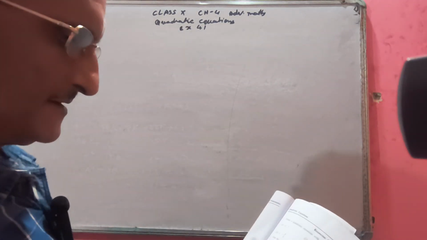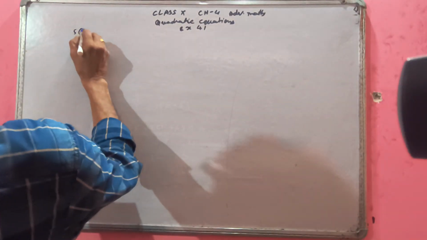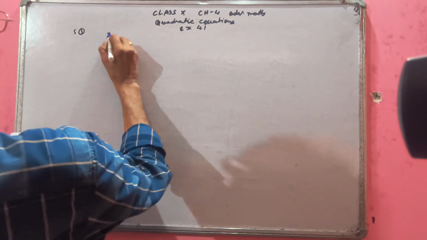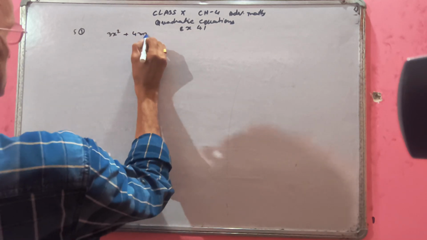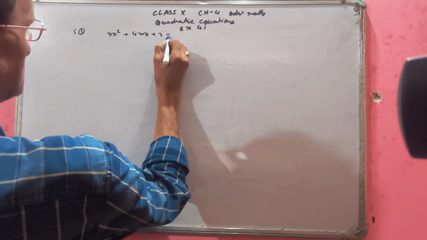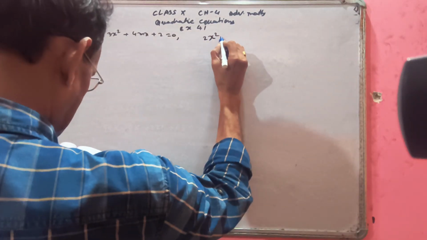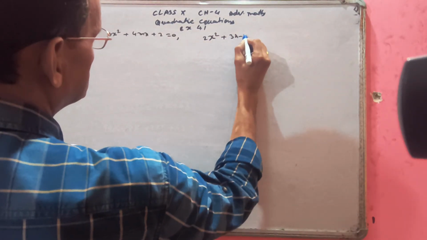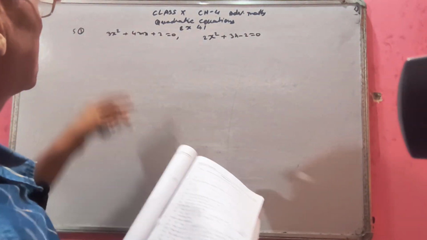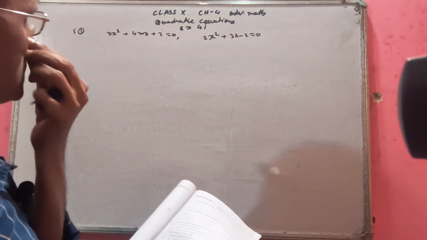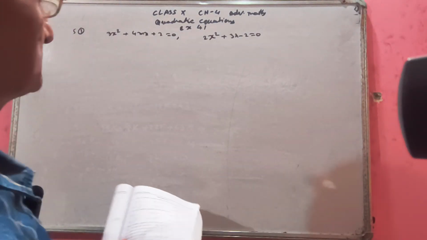So start number 5, number 1. In 5, number 1, two equations are given: 3x square plus 4mx plus 2 equal to 0, and another is 2x square plus 3x minus 2 equal to 0. The question is saying that both the equations will have a common root. We have already done a common root for number 3, so it is almost a similar type.